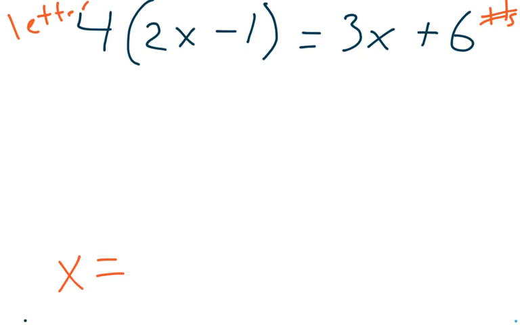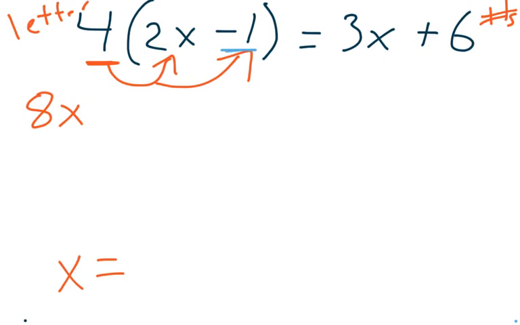Now, I have a number outside parentheses. So the very first thing I have to do, because I've got a number outside parentheses, is distribute it. That means I take this 4 outside the parentheses and multiply it by all the stuff that's inside. So 4 times 2 gives me 8, and that x goes along with it. Then I'm going to treat this minus 1 like a negative 1. So negative 1 times 4 gives me negative 4. And then I'm going to bring everything else down.